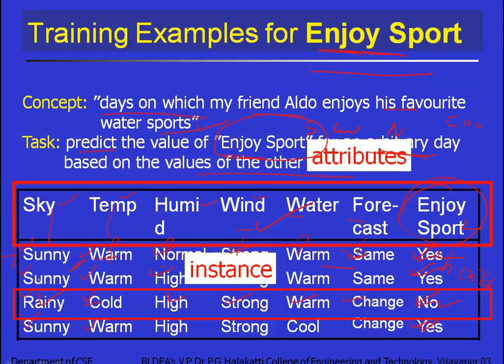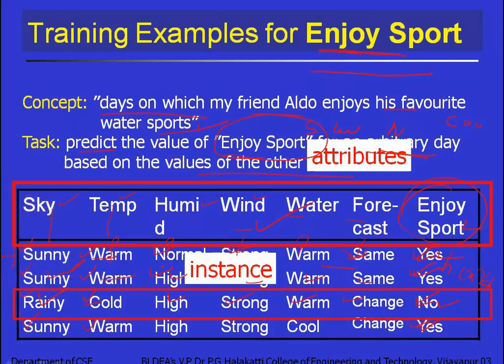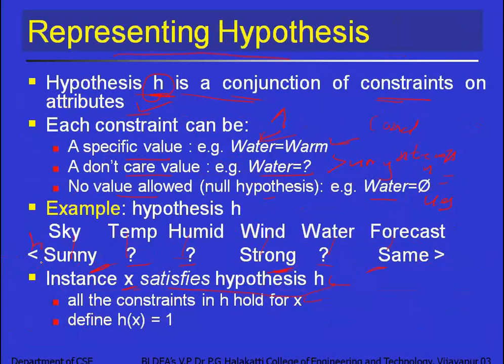Similarly, coming to the second instance, sunny is there, temperature can take any value because it is a question mark, this is strong, and warm is any value, it is same. For this instance also H of X equal to 1. For this one, H of X is equal to 0 because sky is not equal to sunny, it is rainy. But here also, this instance will not satisfy. Only these two instances are satisfied by the constraint hypothesis H.